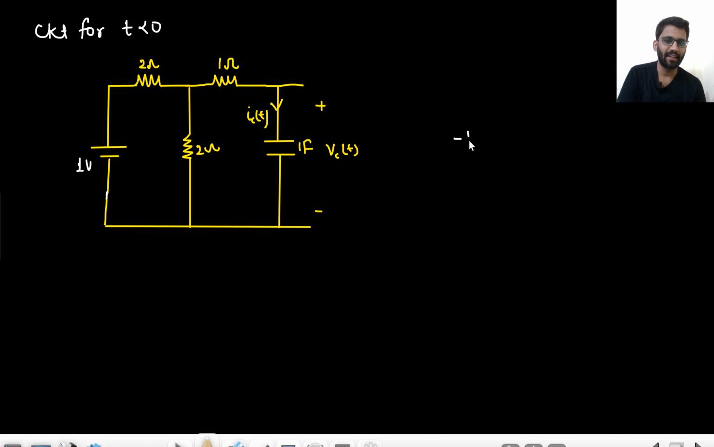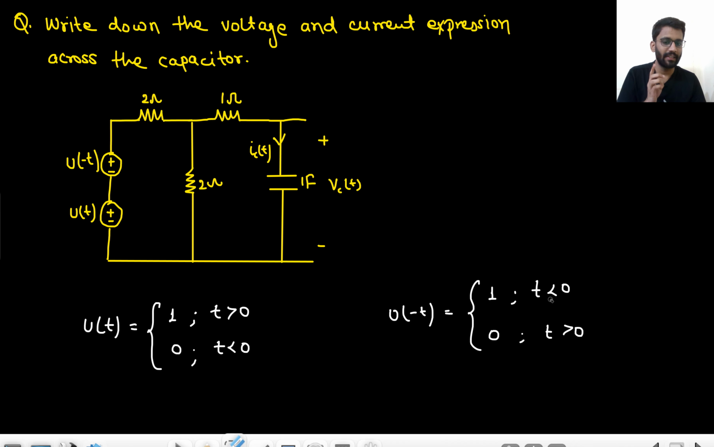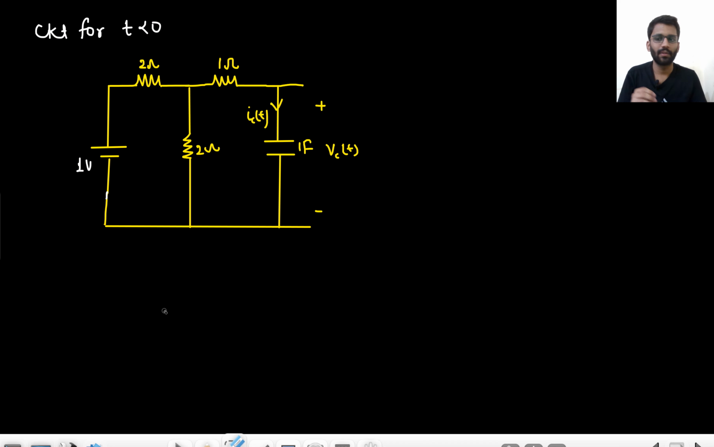Okay, someone may write minus 1 volt. No, it's not that. It has to do with the time. For t less than 0 it is 1, for t greater than 0 it is 0. Okay, so this is the 1 volt. Now tell me what will be the Vc infinity value, Vc minus infinity value.